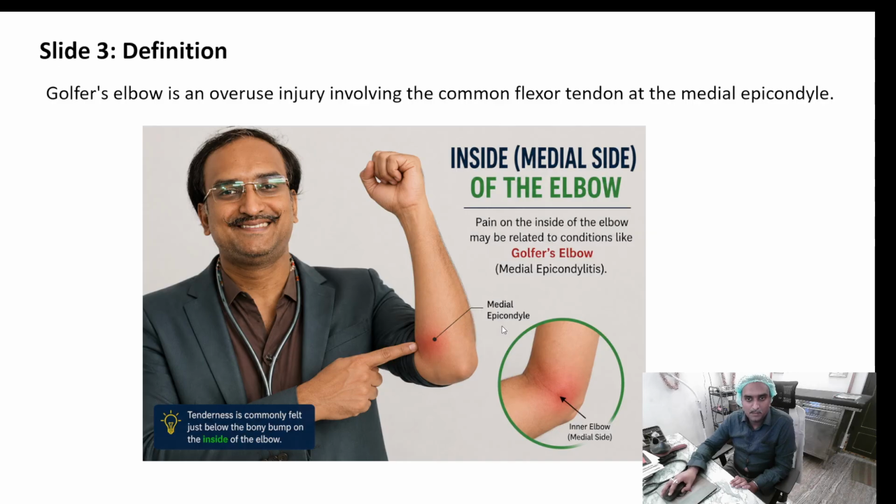I have just shown the inside medial side of the elbow. Pain on the inside of the elbow may be related to conditions like golfer's elbow, medial epicondylitis. Tenderness is commonly felt just below the bony bump on the inside of the elbow.